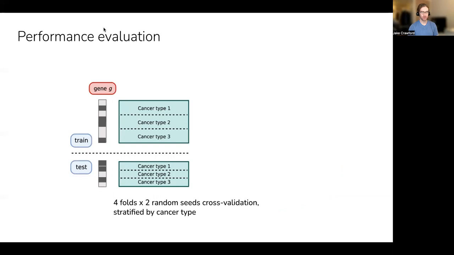To evaluate performance, we're splitting the data up into train and test folds. We're going to do that using stratified cross-validation, so our train and test sets have equal proportions of each cancer type in TCGA. And we'll do that 8 times, so 4 folds and 2 different random seeds.